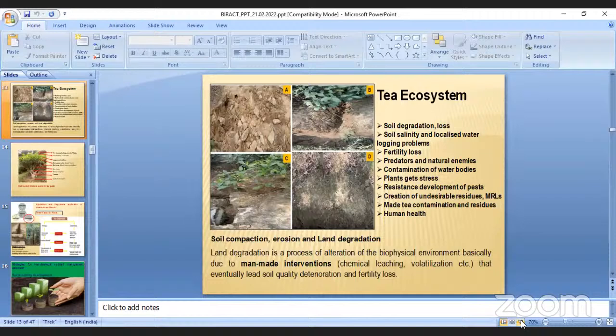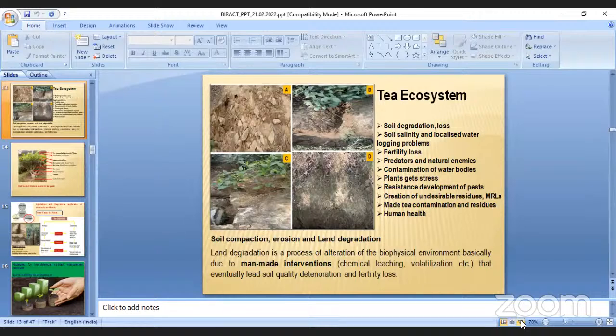Okay, so fertility loss; predators and natural enemies, we all know these are beneficial to us, but these natural enemies are getting affected; then contamination of nearby water bodies and air pollution. So the plants get into stress. Ultimately, all these result in plant stress, and whenever the plants are stressed, there is every possibility of pest and disease infestations. Resistance development in pests, I have already mentioned: because of the application of chemicals and warmer situations, more pesticides are applied.